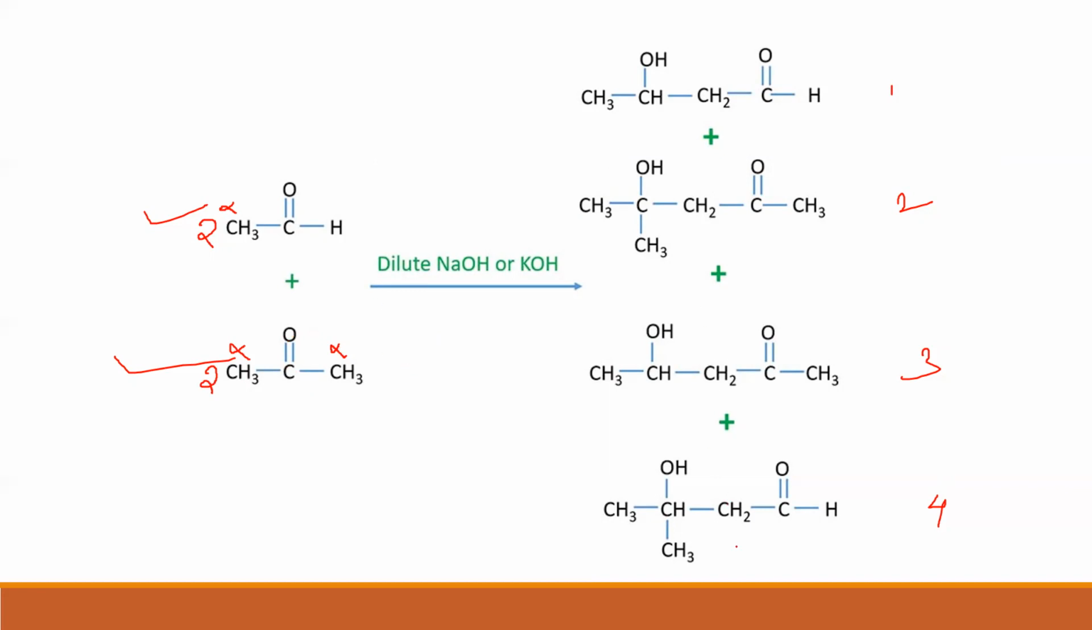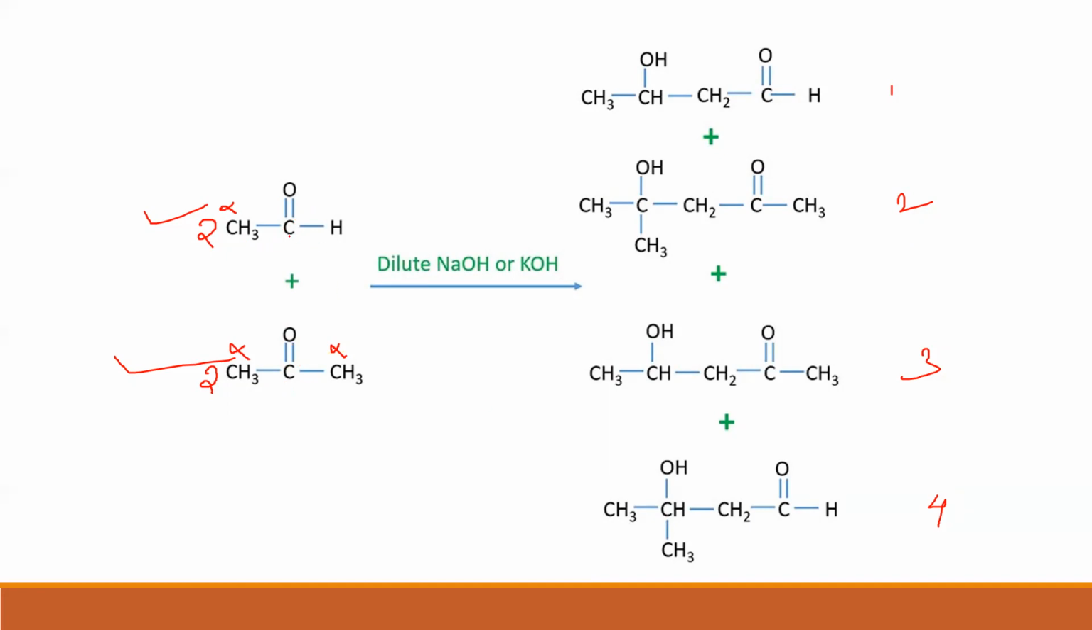Then what about the other 2? The other 2 are from 1 mole of aldehyde reacting with 1 mole of ketone. If hydrogen is removed from the aldehyde, then I get the third product. If hydrogen is removed from the ketone, then I get the fourth product. Clear? This is not in terms of 1, 2, 3, 4 here, but I'm just talking about the number of products. You understand? So let me repeat once again.